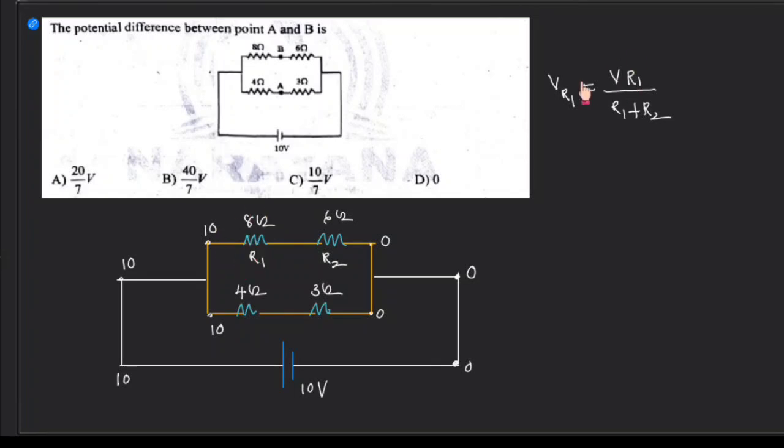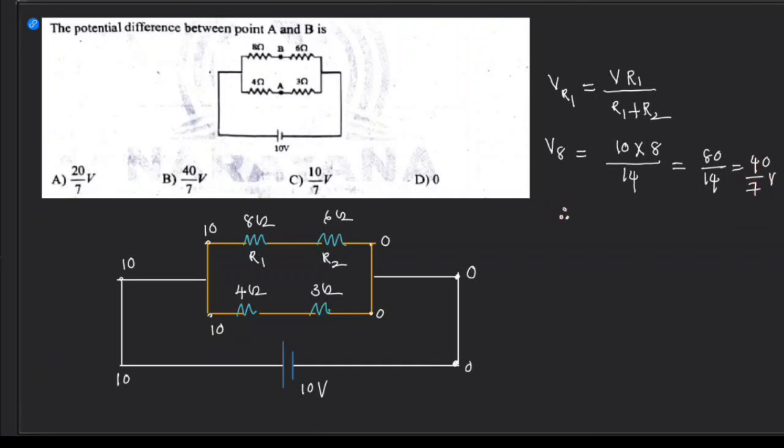Here, at this 8 ohms, what will the voltage drop be, right? So voltage drop at 8 ohms can be written as total voltage 10 into that resistance 8. R1 plus R2 will be nothing but 14 here, right? Therefore 10 into 8, which is 80 by 14. So this will be equal to 40 by 7, clear?